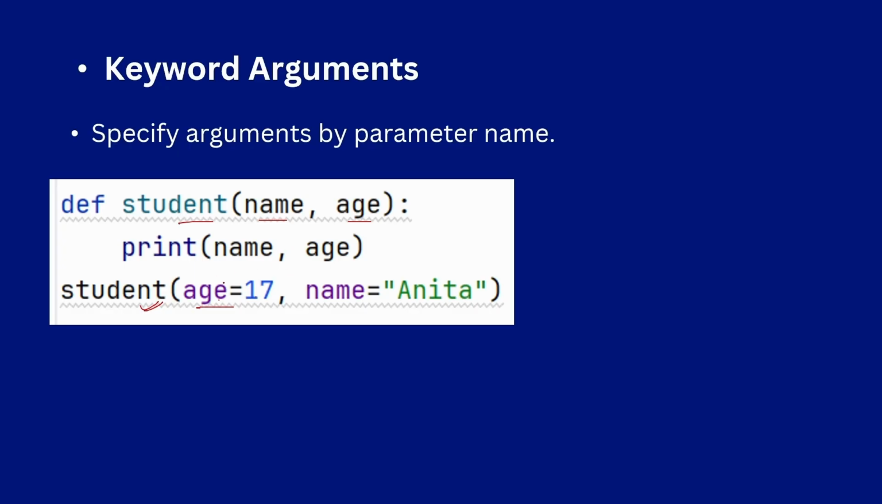Okay, so we are specifying that age is 17 and name is Anita. So even if we have written age here in the first position, it will still read age equals 17 and name equals Anita. If these were only positional arguments, then we need to be careful of the order. But in case of keyword arguments, order is not important, because we are specifically specifying that corresponding to that particular parameter, what is the value.